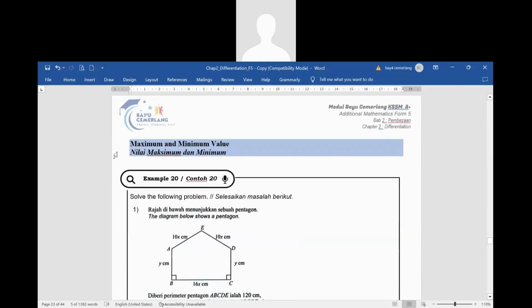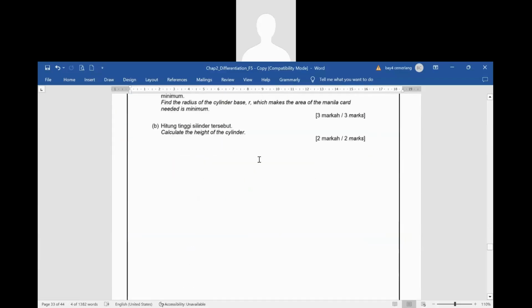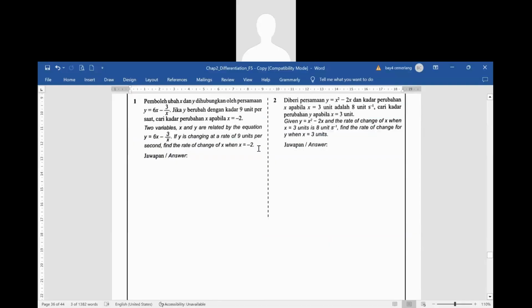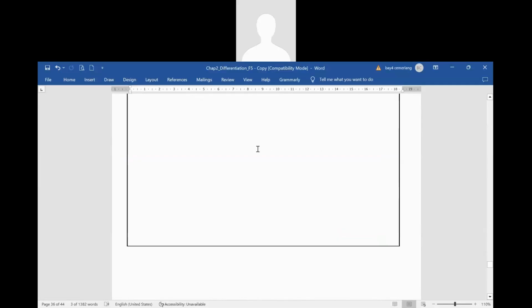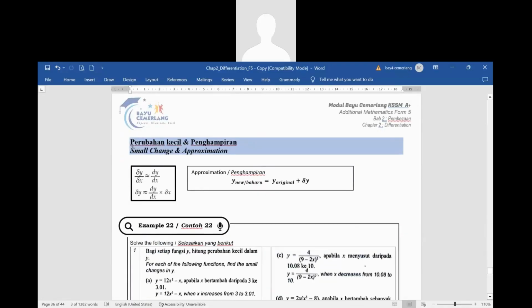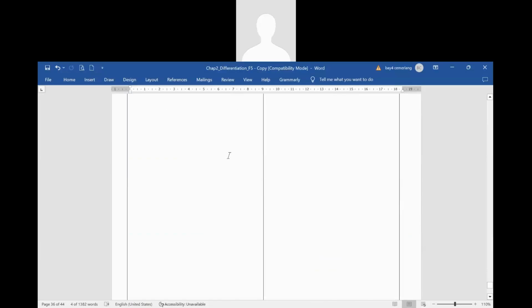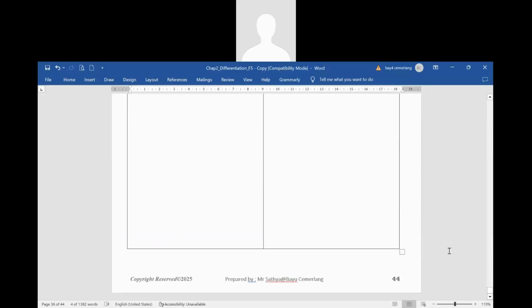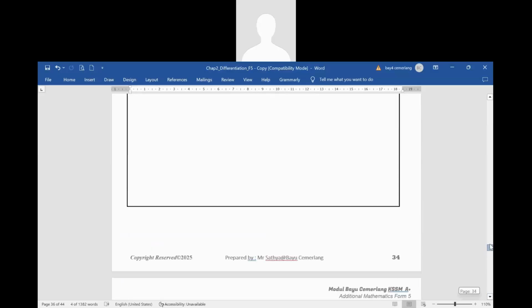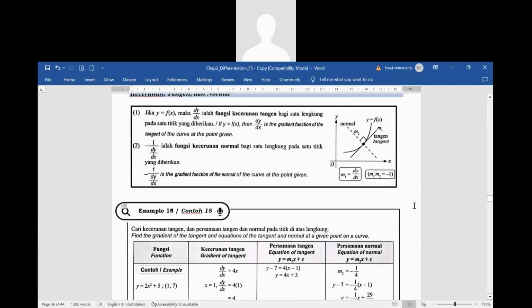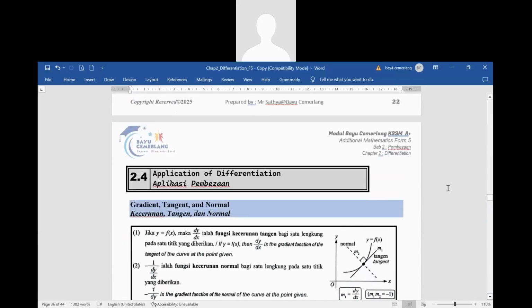Second application, turning point. Third application, we will learn maximum and minimum value. Fourth one is rate of change. That's the fourth, right? The fifth is small change and approximation. I think until there only. Okay, there are 5 types of application. These applications often come out in the exam. So, the first thing I want to teach you is the relationship between the curve, tangent and normal.